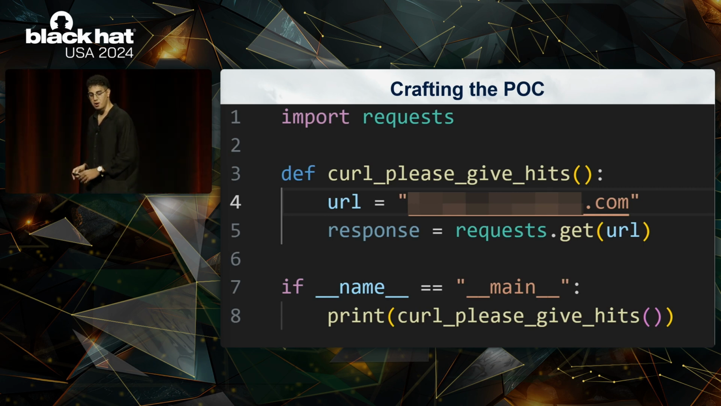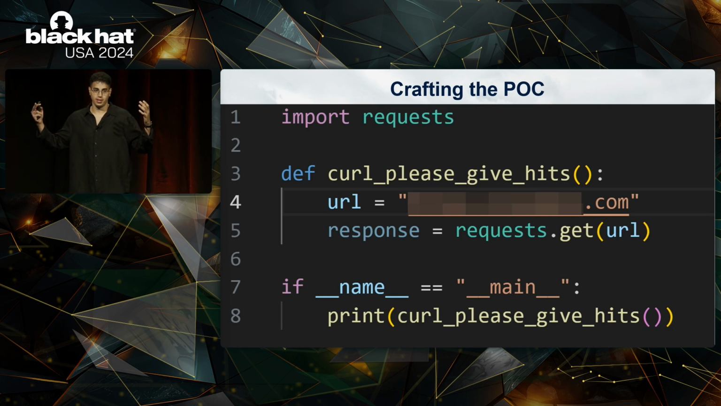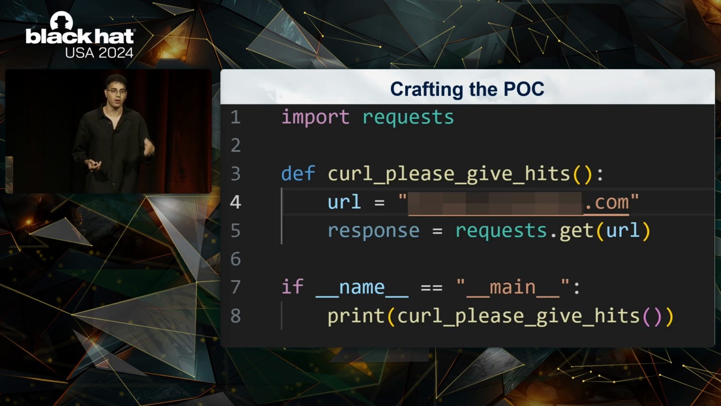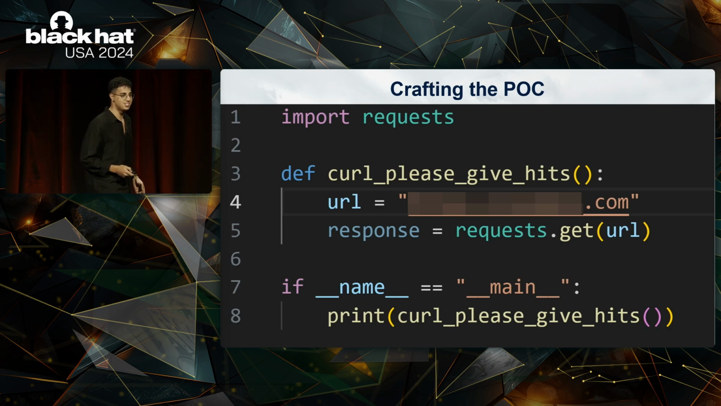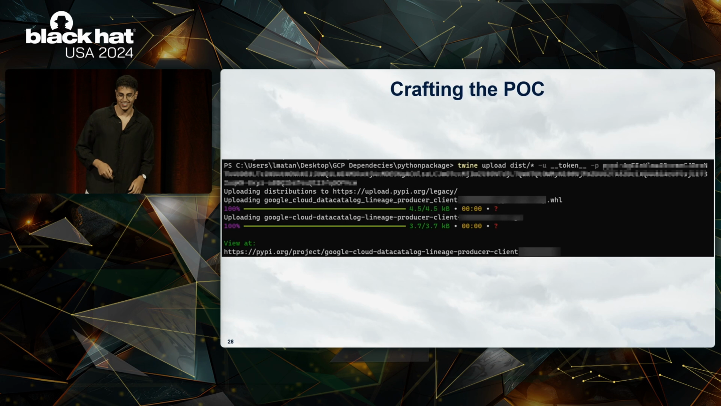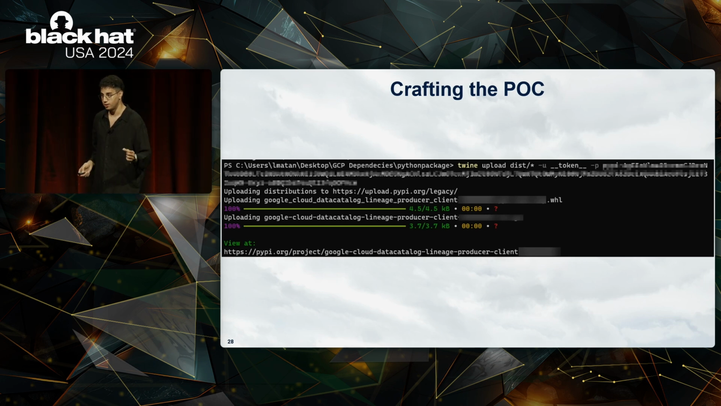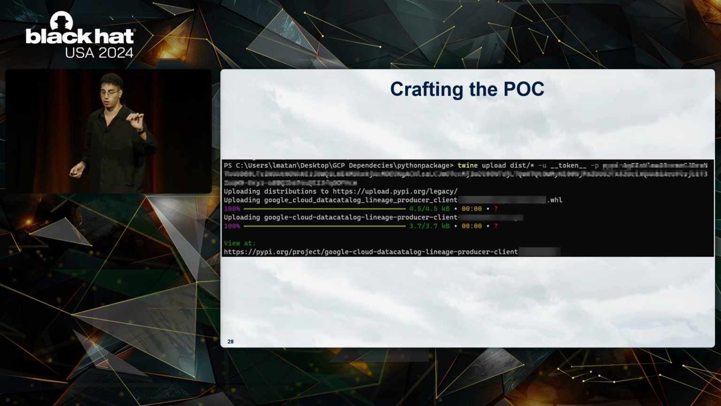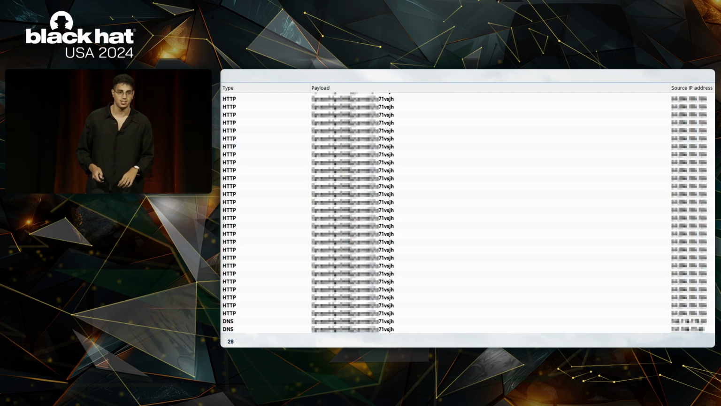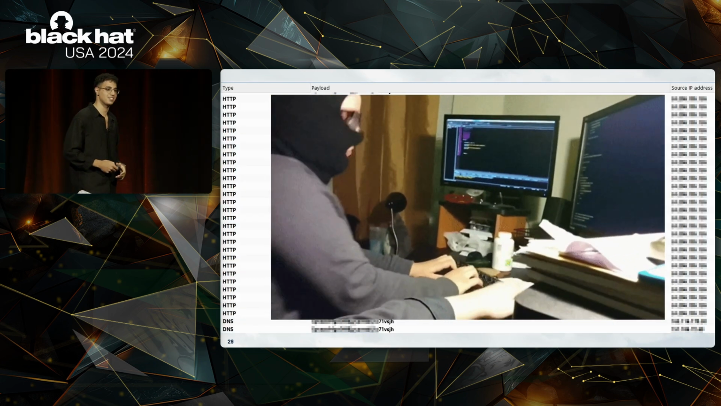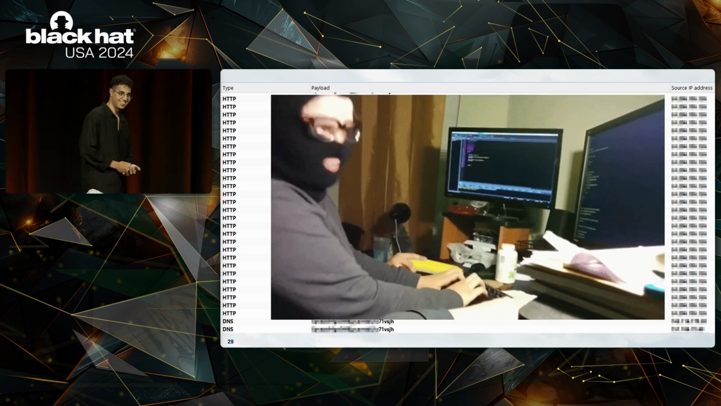Again, this is just a mock-up code. The intention of the code is to try and validate that the code is actually being run in Google's environment, in Google's internal servers, or the customer environments. And it says, curl, please give hits. The next step was to actually upload the package with the name of Google's internal package and the same version. And the next step was to see all of these hits and just jump in the chair because I was so excited to see those.